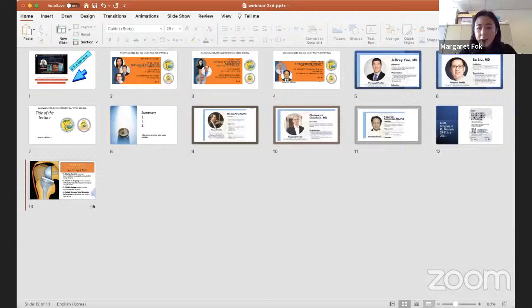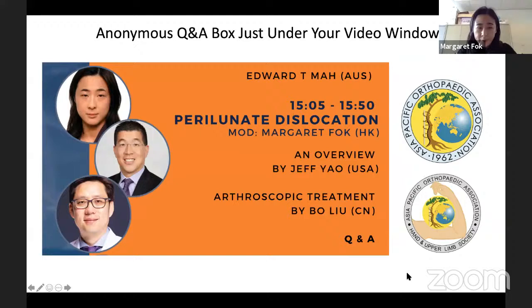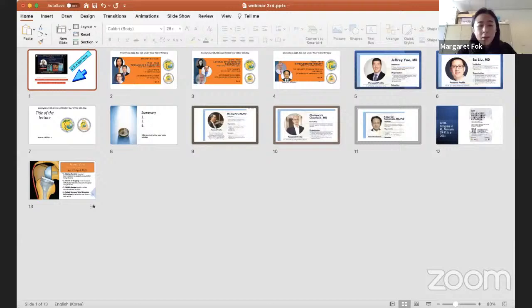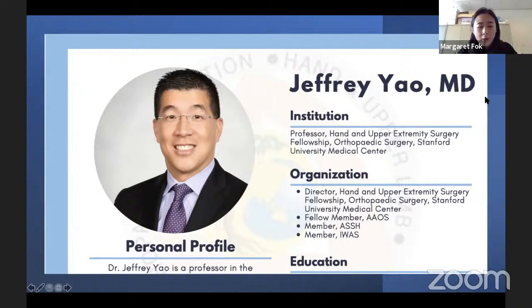Good afternoon, everyone. It is a privilege that we'll have two esteemed arthroscopists and surgeons who are going to talk to us about perilunate dislocation. We have Jeffrey Yao from Stanford, USA, as well as Dr. Liu Bo from China. Jeff is a professor of the Department of Orthopaedic Surgery, Stanford University Medical Center. He's also the director of the Hand and Upper Extremity Surgery Fellowship and Orthopaedic Surgery of Stanford University. He was awarded by ASSH the Sterling Bernal Traveling Fellowship in 2015. He is a very experienced wrist surgeon and has published over 150 articles. His talk will be an overview of perilunate dislocation.